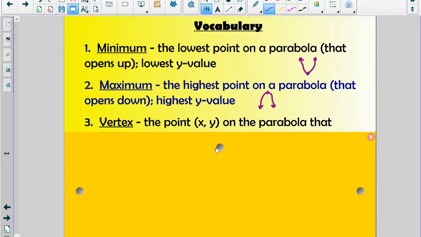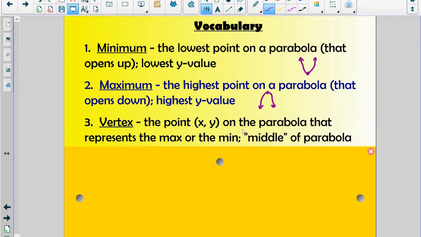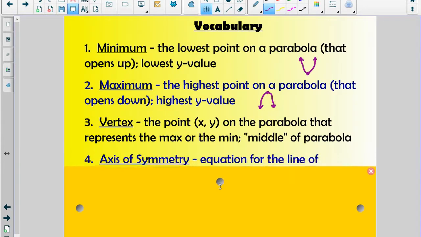All right, so those points that I was just referring to, where we get the minimum and maximum values, kind of like the middle of the parabola, that point is actually called the vertex of the parabola. And we can identify a vertex using the coordinates of that point on the coordinate plane, with the x-coordinate and the y-coordinate. So it represents where the minimum and maximum values occur. It can also be thought of as the middle of the parabola.